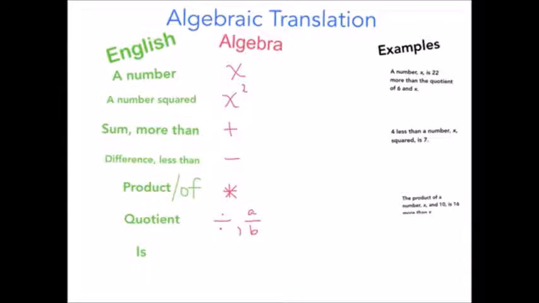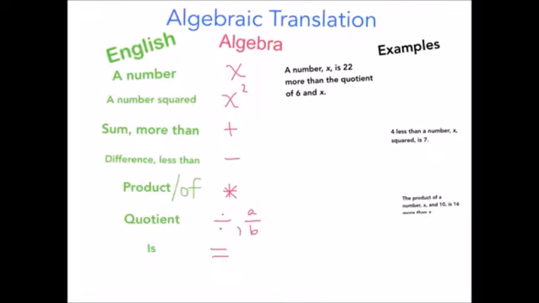Now the most important one, in my opinion, is the word is. And the word is so important because mathematically this means equals. Sometimes we'll see the phrase is equal to or yields, and those also mean equals. Let's delve into some examples. We have our first one.